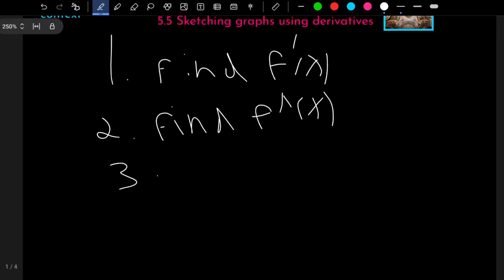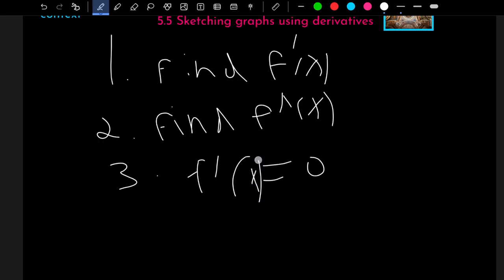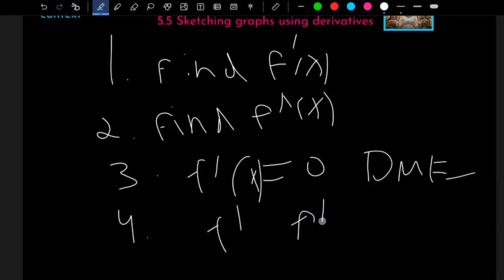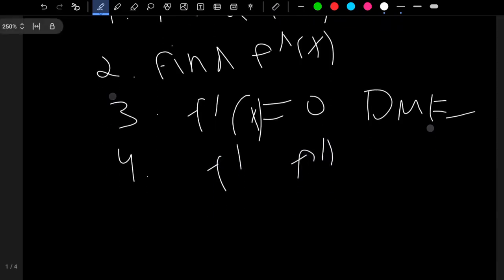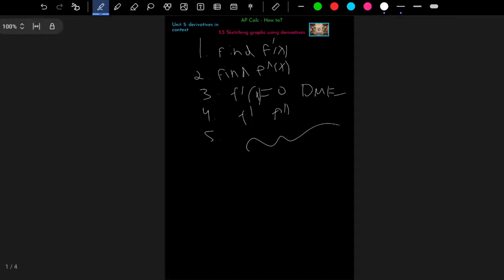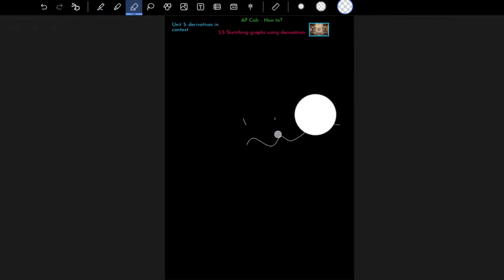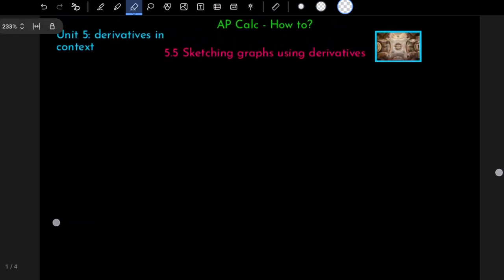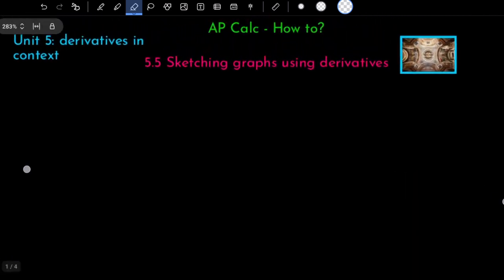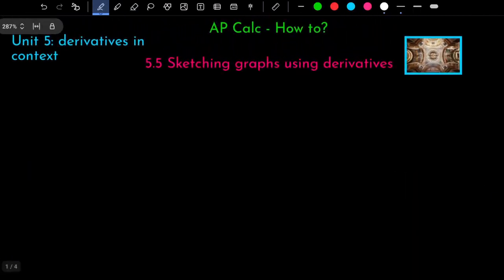3. Find critical points where f prime equals 0. 4. Build a sign chart for f prime and f double prime of x. And then lastly, use that info to sketch the graph of f of x. So that's the full process. Now we're going to be doing some example problems. Feel free to pause the video before I do them to see if you can find it yourself.